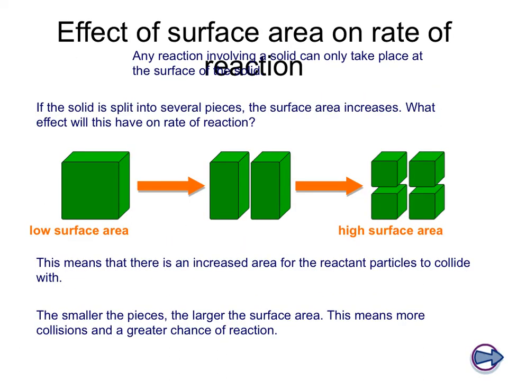So if we take a look at this visual, it just reminds you that when a solid is reacting, it can only react on the surface of the solid. And you can see that as we move through the first, second to third diagram, as I pulverize a solid into smaller pieces, more surfaces become available. And that allows for an increased area of collision. And we just talked about how more collisions, there's a greater chance for a reaction.